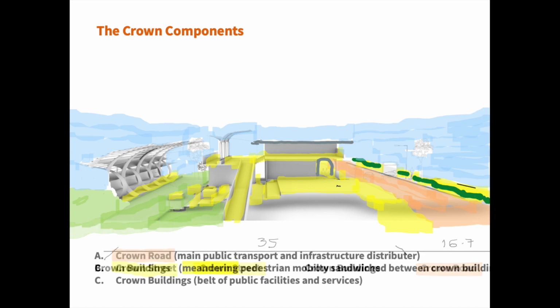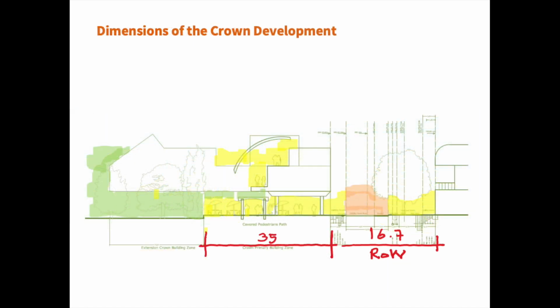And therefore, the third element of the Crown is in fact the Crown buildings. So Roger always told us that the Crown is three components: Crown Road, Crown Street, and Crown buildings. It's a belt of buildings, the section that everybody was given in the Dreamweavers, but I feel we need to discuss much more about these three components so that the section is interpreted correctly.